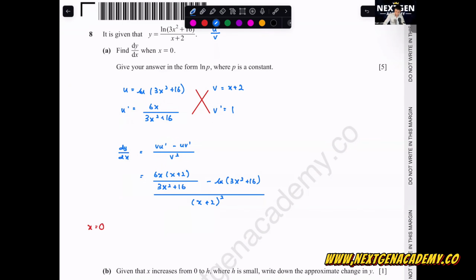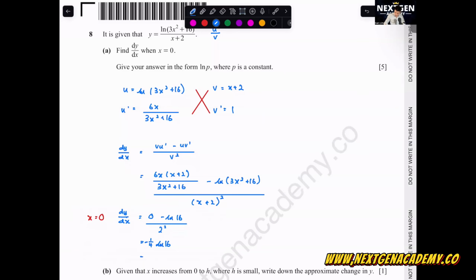So x equals 0, dy over dx. You can straight away just do the value. Don't need to keep subbing it in. Anything times 0, this one will be equal to 0 because you got 6x, right? So this one will be 0 minus ln 16 over (0 + 2) squared. This one is 2 squared, so we will get here 1 over 4 ln 16, or ln 16 over 4, but I prefer writing like that. Hey, sorry, got a negative also. Oops, had to be careful. Negative 1 over 4 ln 16.